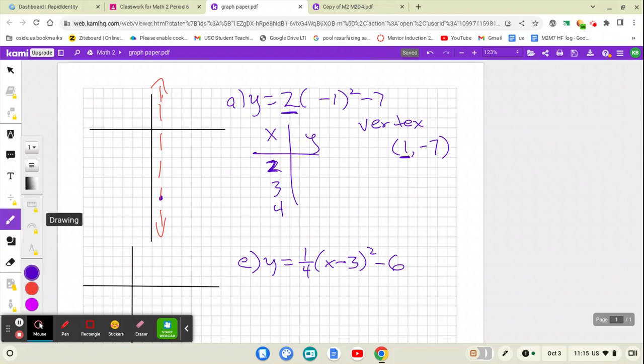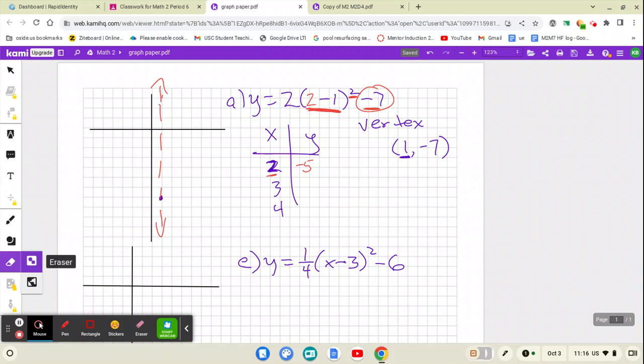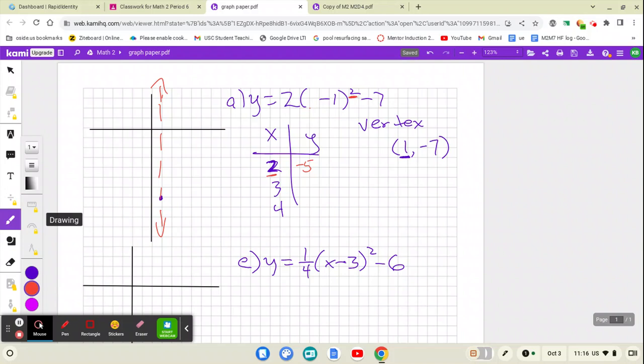So plugging in the x value of 2, which is what we chose, and do PEMDAS, that's parentheses, then exponents, then multiply, then add or subtract. Here we go. 2 minus 1 is 1. 1 squared is 1 times 2 is 2. 2 minus 7 is -5. You could use a calculator if you want. For many of us, we can handle this, but if you can't, that's okay. Just use a calculator. Let's plug in 3.